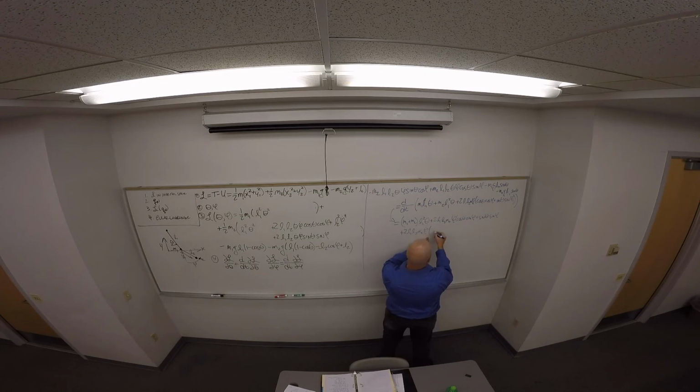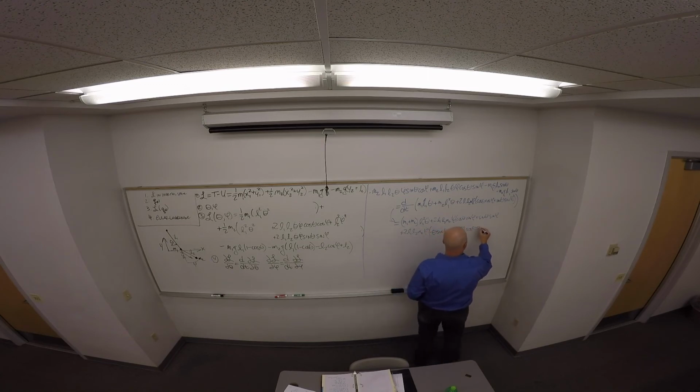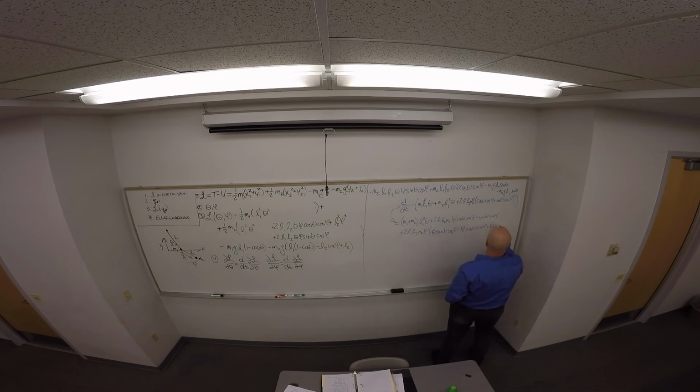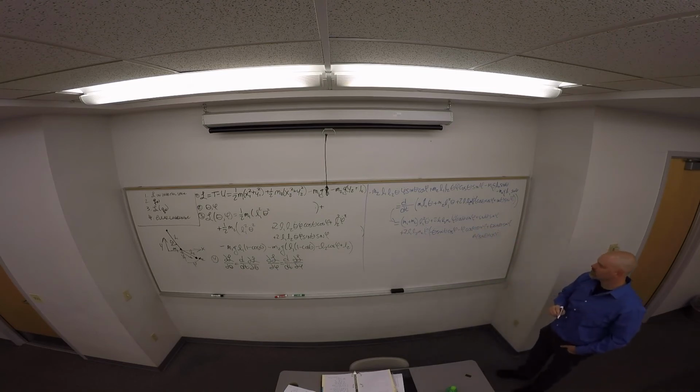Okay, so this is going to be, okay, theta dot sine theta cosine phi minus phi dot cosine theta sine phi plus theta dot cosine theta sine phi plus phi dot sine theta cosine phi. That wasn't so bad, right?